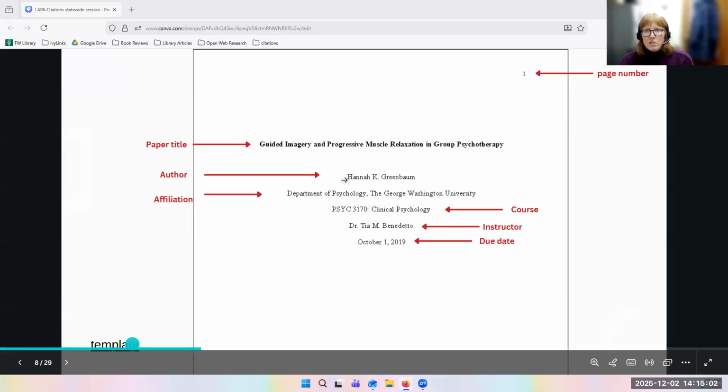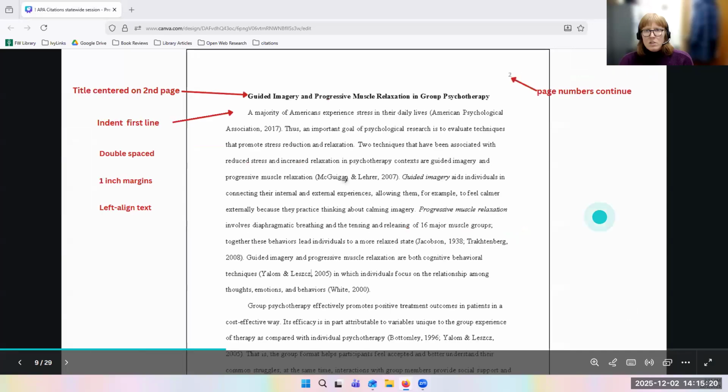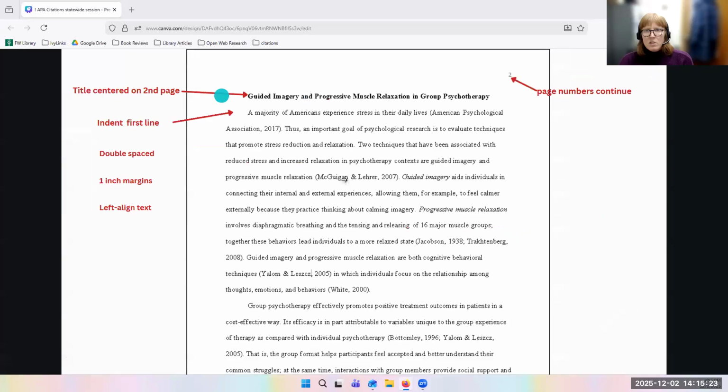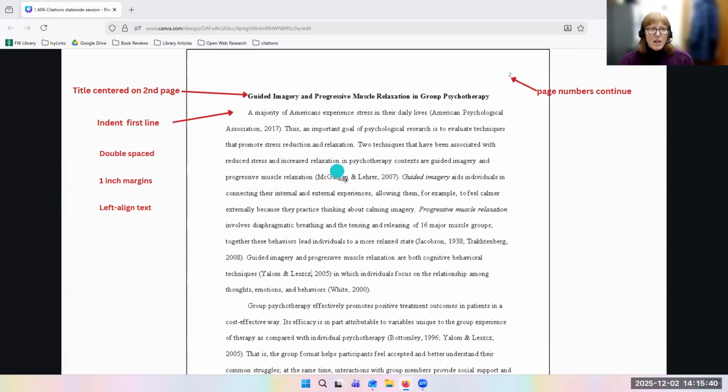And we do have a template for this, and it will be connected to the slides. It'll be just a blank template there you can fill in with the information that is associated with your paper. Okay, but this is what a cover page looks like in APA. You also repeat the title again at the top of the second page, and you carry over the page numbers throughout the entire paper. And from here, I just want to highlight a couple things about the formatting. One is that there is an indent in the first line and that everything is double spaced, right? Just easier to read.